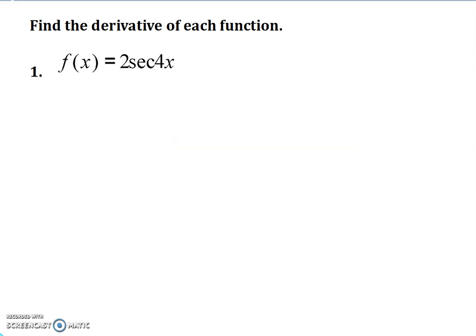Okay, so for the lesson today, we're going to do chain rule with trig functions. So we're working off the worksheet, and this is number 1. Find the derivative of each function. So this is going to require the chain rule, because if you look inside that trig function, it is another function, something other than just x. So I am first going to take the derivative of the secant, and then I'm going to take the derivative of 4x.